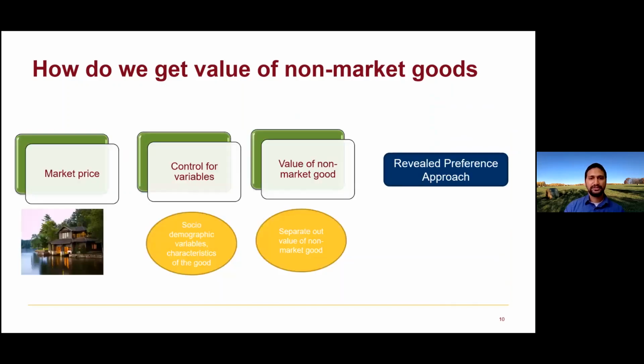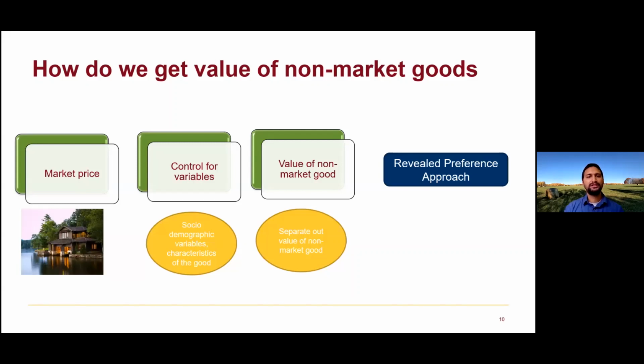In the revealed preference method, we observe people's behavior. For example, say we want to know the value of water quality. We observe how much more people are willing to pay when purchasing a home near a lake that has better water quality compared to another.